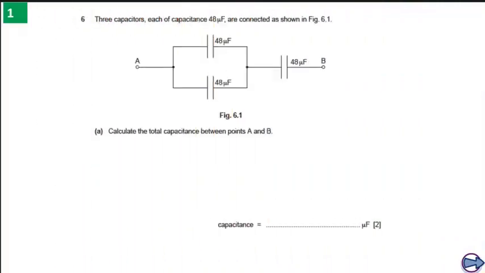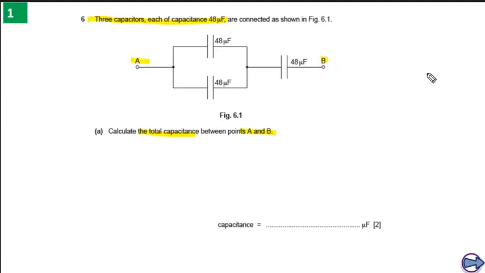Here is our first question, and for this question it is given to us there are three capacitors and each capacitor has capacitance equal to 48 microfarads. It means they are identical capacitors. What we need to find? We need to find the total capacitance between points A and B. Here is point A and here is point B.